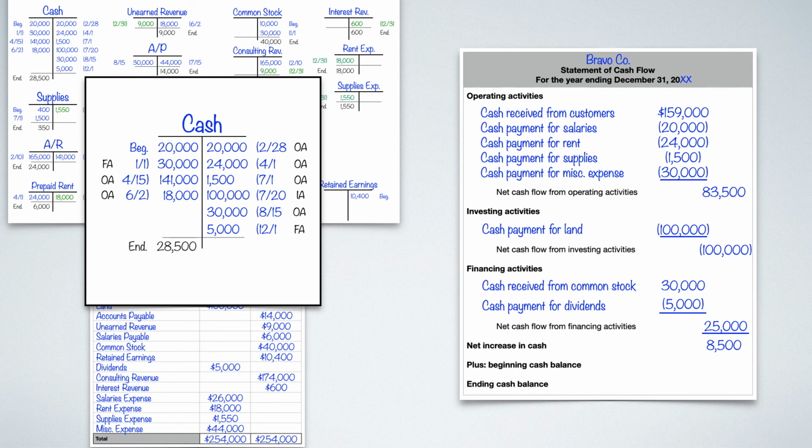Now, to that, I'm going to add my beginning cash balance, which again also comes from my cash T table. So that is the beginning 20,000. So I'm going to put 20,000 there. And if I add those two together, that's going to give me my ending cash balance, which again can be found on my statement or my cash T table. So all the numbers on the cash T table will be used in the statement of cash flow. And it's a great way to check yourself to make sure you're doing it right. So that is how you do the financial statements for this problem. Hopefully it made sense to you. Hopefully you enjoyed it. Y'all take care.